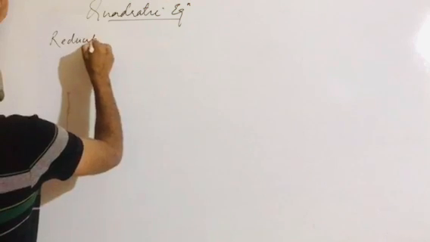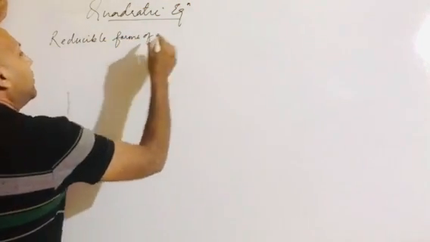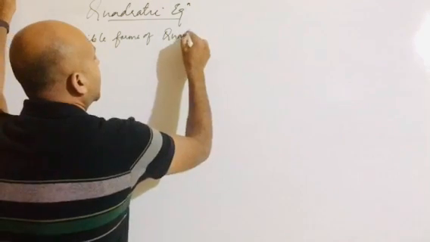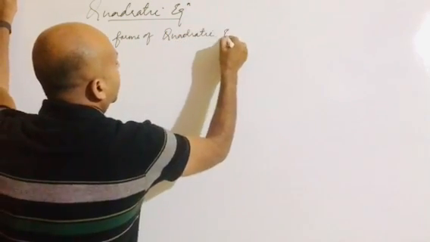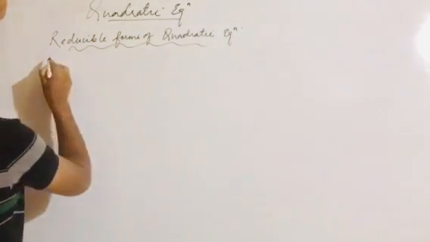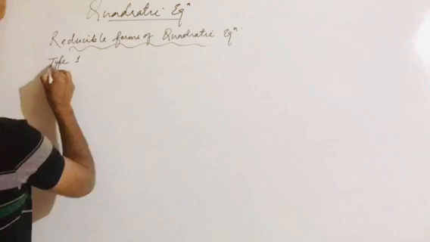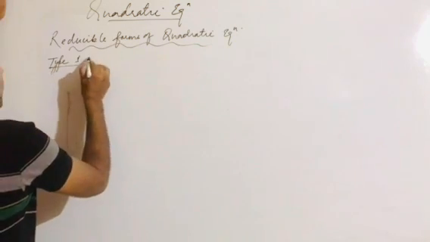Reducible forms of quadratic equation. So let us start, children, with the first form. The first form I am taking here is type 1. I am assuming this is type number 1, and type number 1 will be in this form.